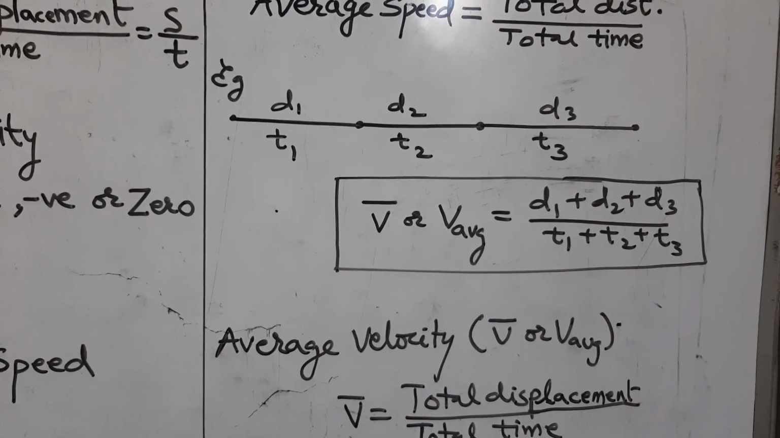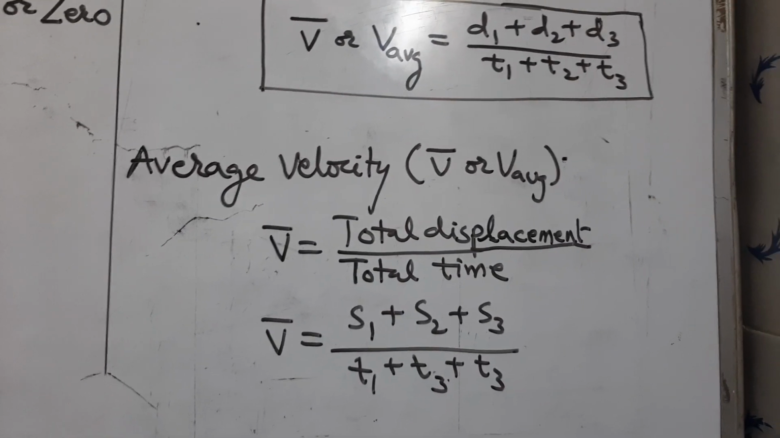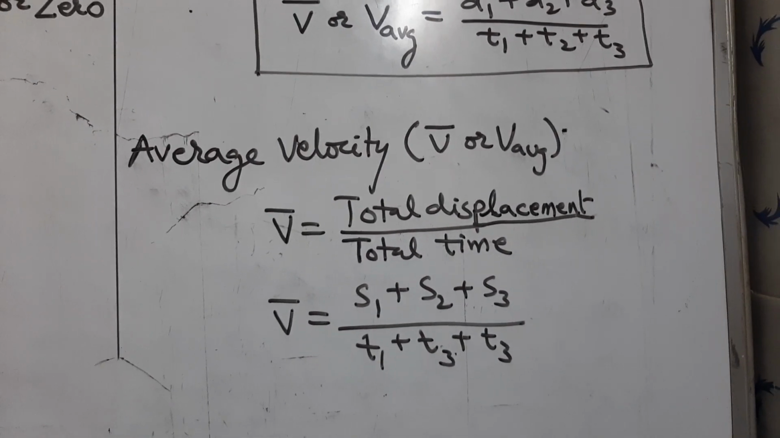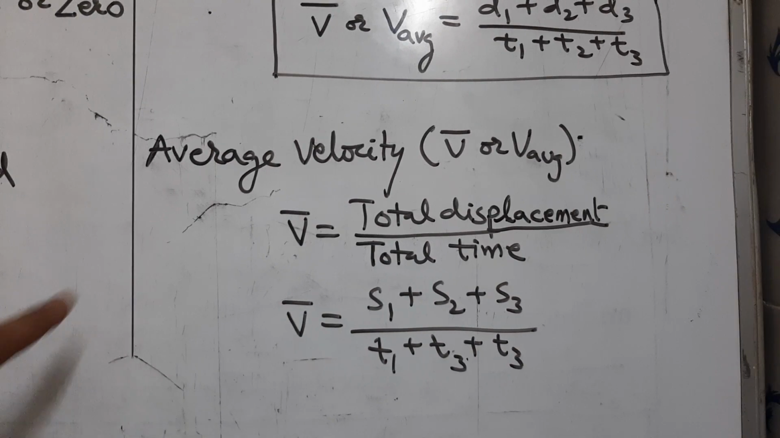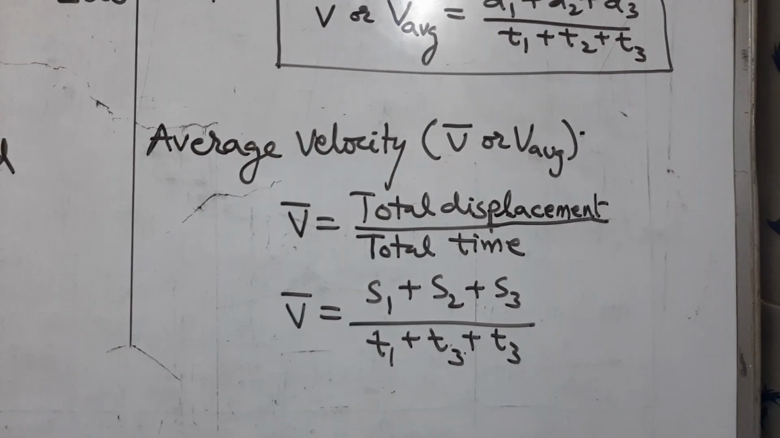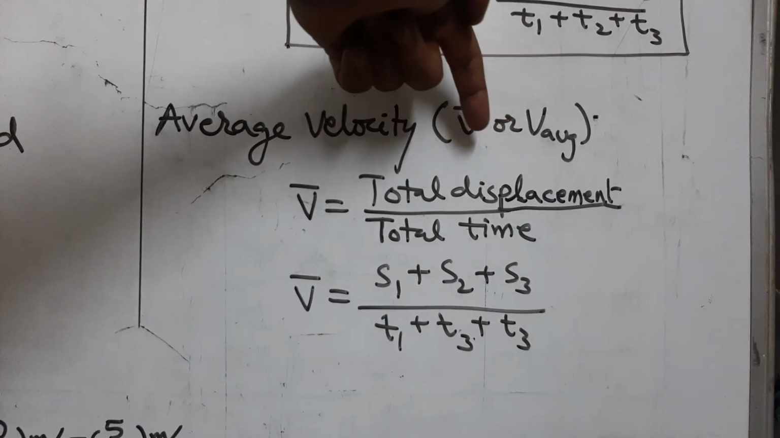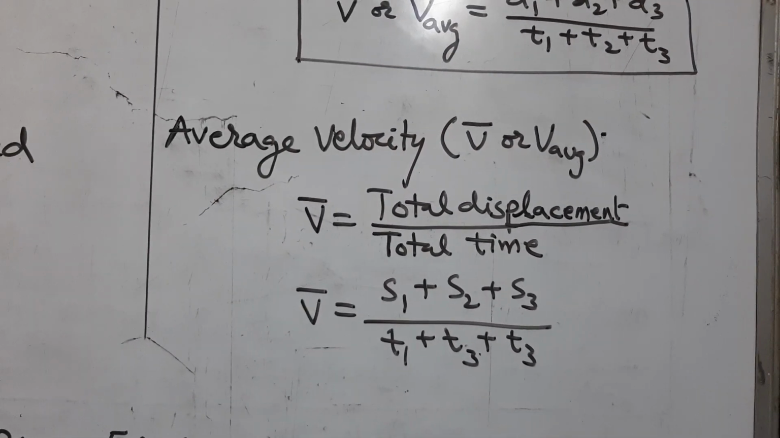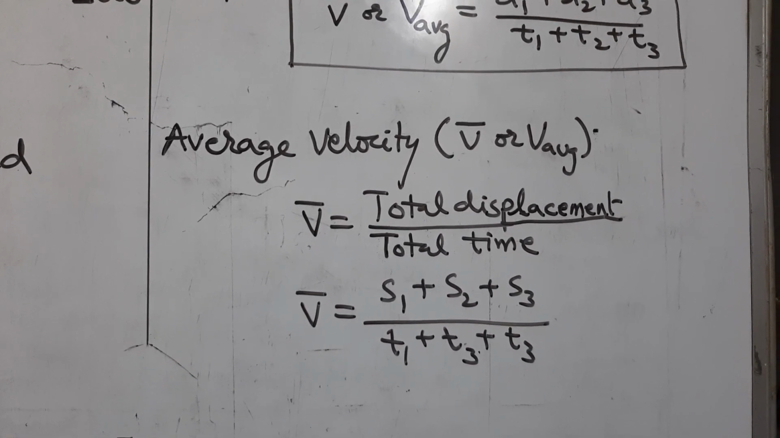Similarly, we have another example for average velocity, in which d1 is considered as s1. So the average velocity symbol remains the same, and the formula is total displacement to the total time, that is s1 plus s2 plus s3 divided by time t.